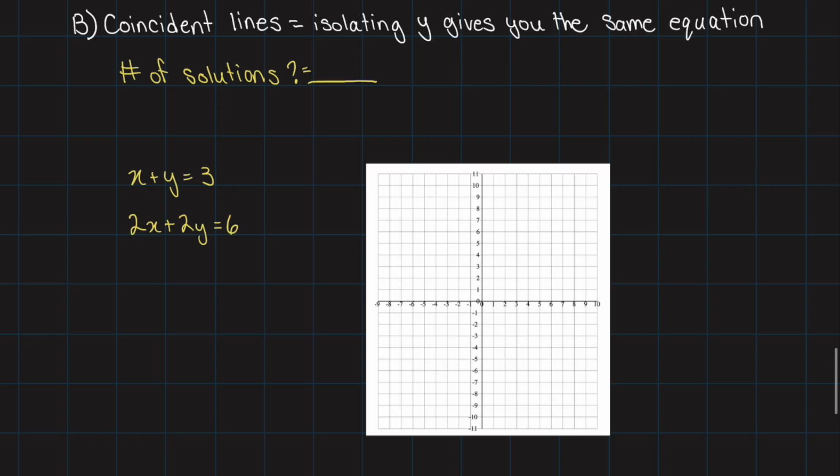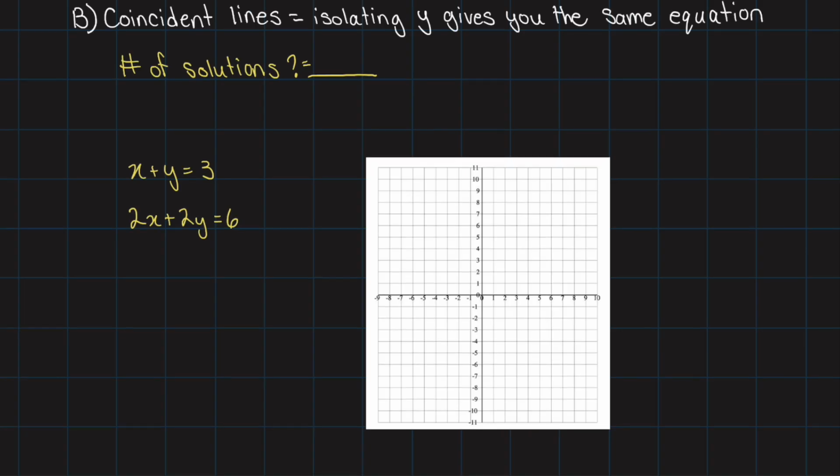Okay, now the second case, we have coincident lines, where isolating y gives you the same equation. Let's see, we have x plus y equals 3. If we isolate y, this is really easy, we just go y equals 3 minus x. We just move x to the other side.